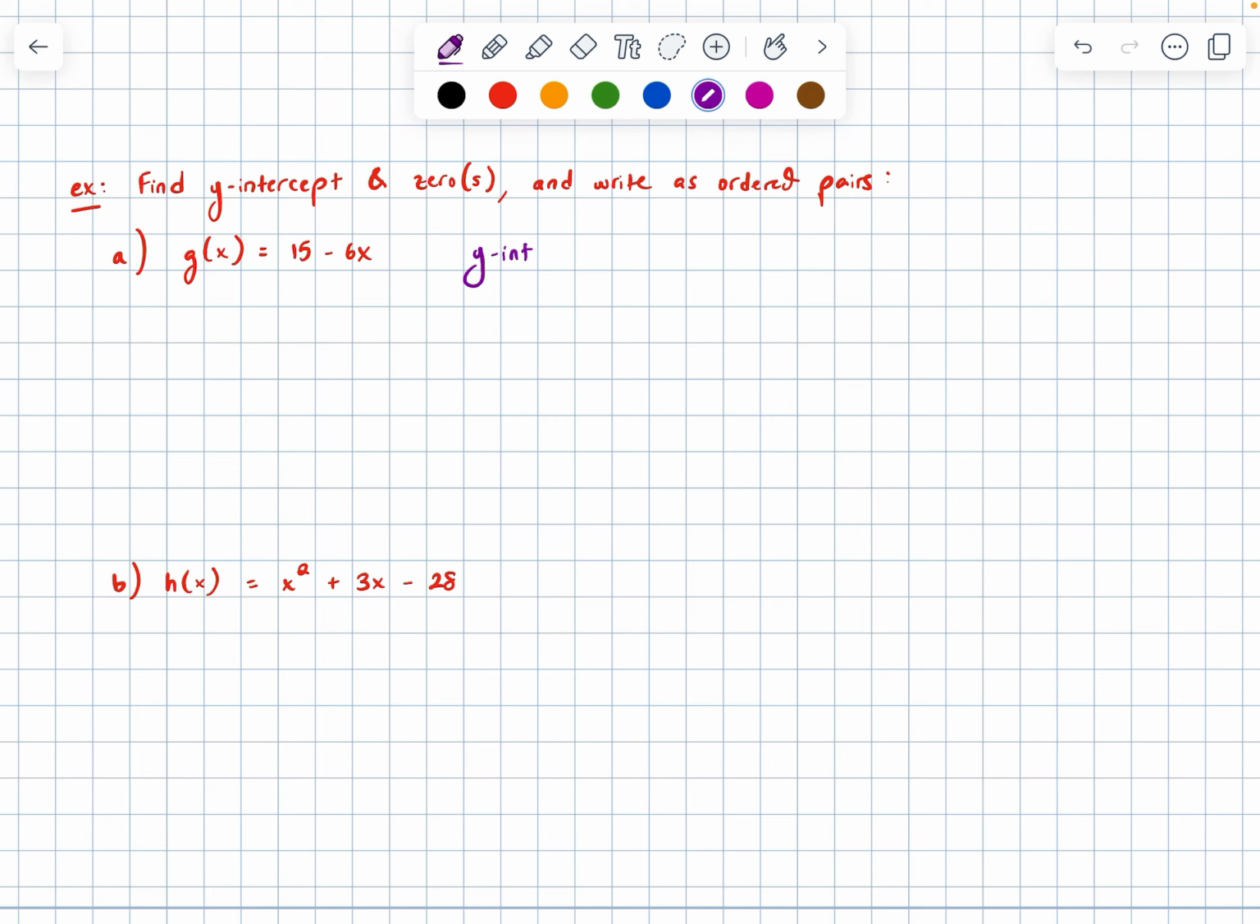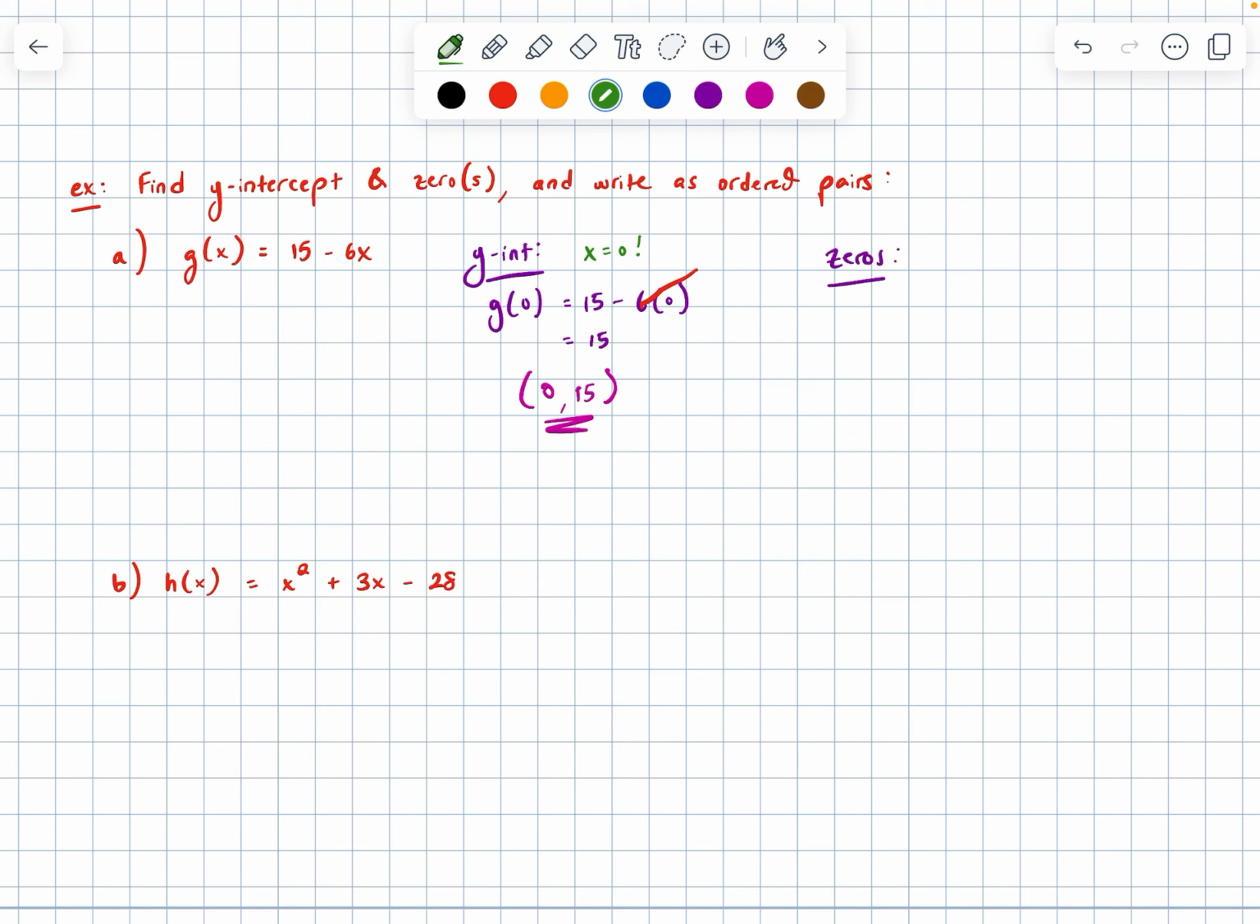Okay, well for g of x, let's start here. To find my y-intercept, again, the choice that I make is I'm going to plug in 0 for x. So I've got g of 0 that I need to evaluate if I'm using that function notation, which would be 15 minus 6 times 0. Well, 6 times 0 is just 0. This guy cancels out, and it leaves me with 15. As a point, I plugged in 0 for x. I got out 15 for g of x. Here is my intercept.